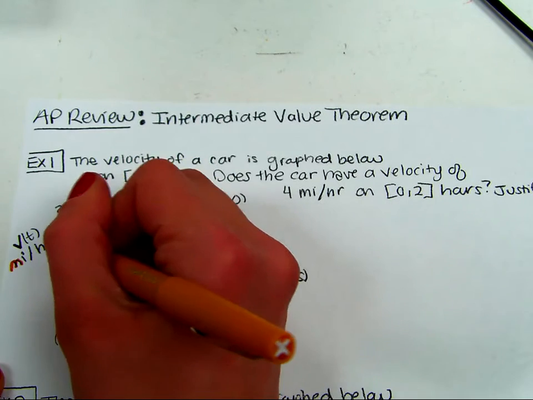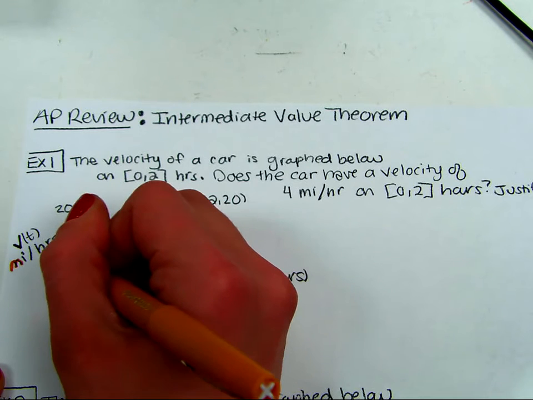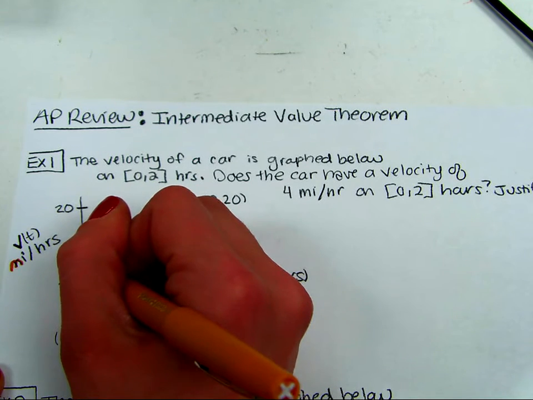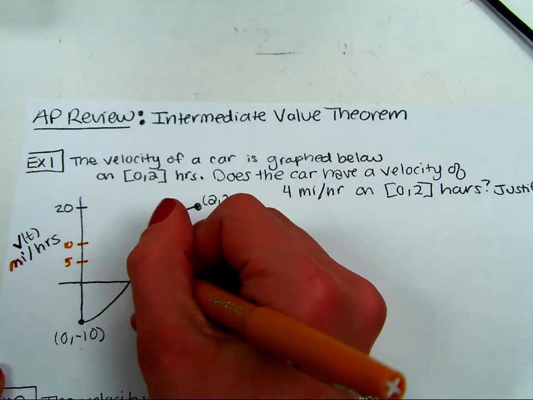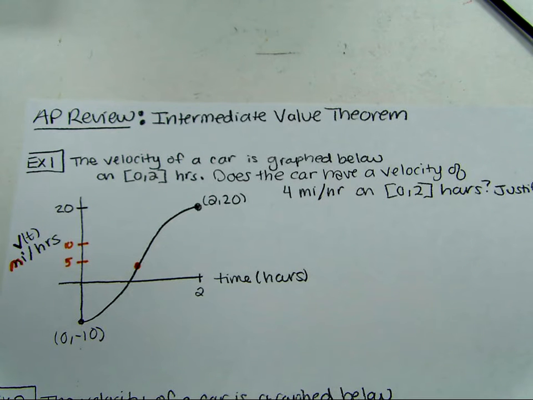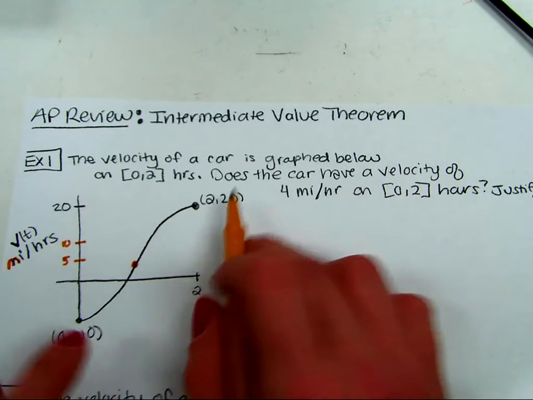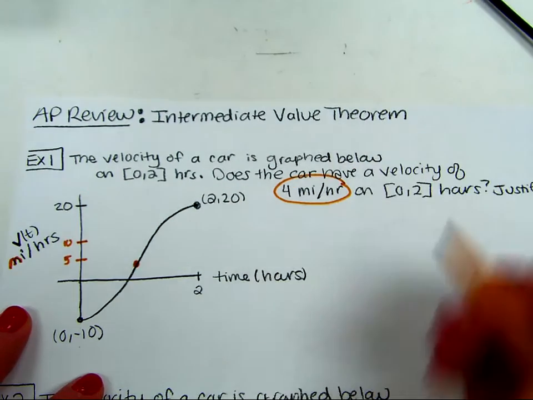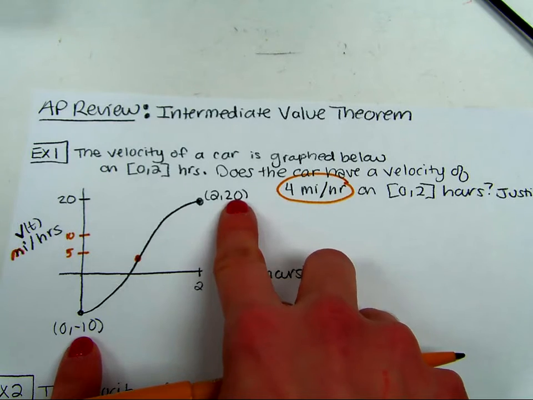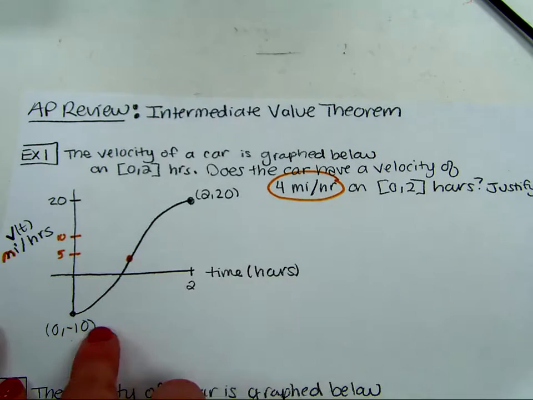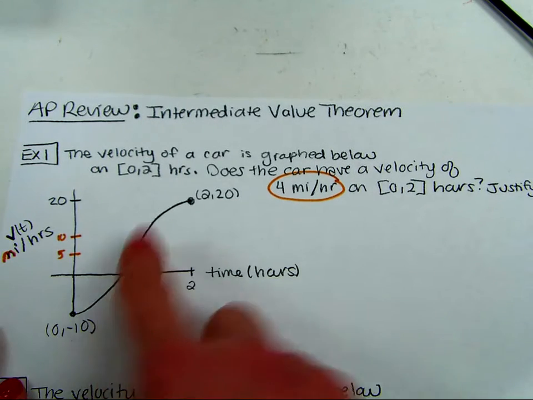Well, velocities are listed over here. If that's 20 up there, maybe this is 10, maybe this is 5. 4 might be right below it. It probably does have a velocity of 4 miles per hour, but the reason is the intermediate value theorem. It says as long as your function is continuous, if you're given 2 endpoints and your value 4 is in between those, our 2 endpoints had y values of negative 10 and 20. And since 4 is in between those, it has to hit that.